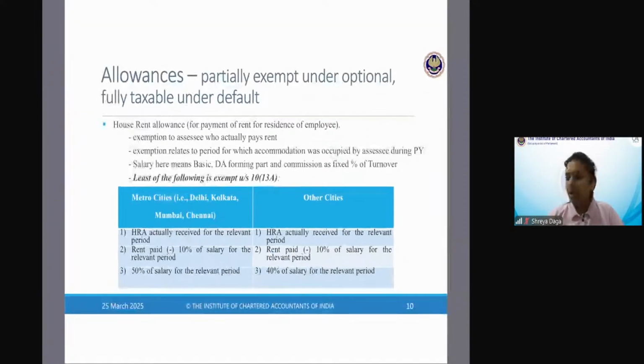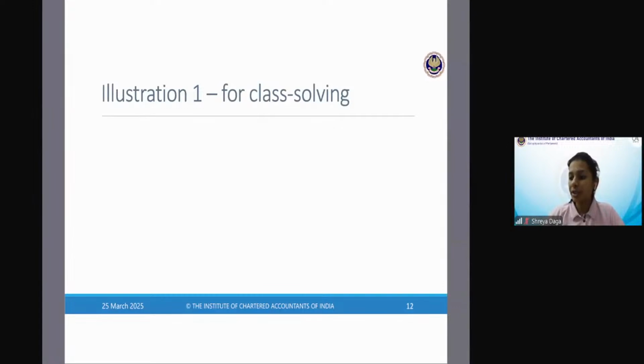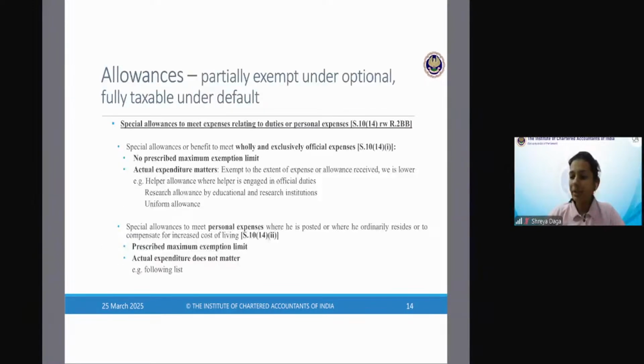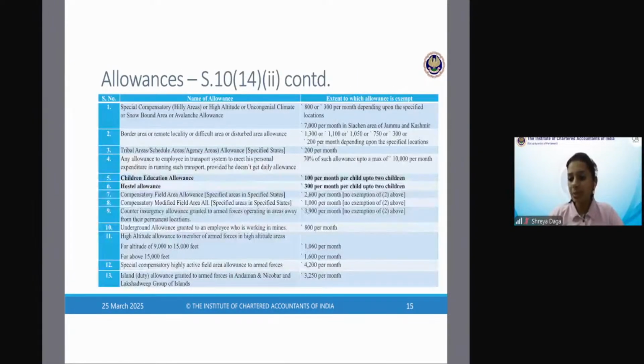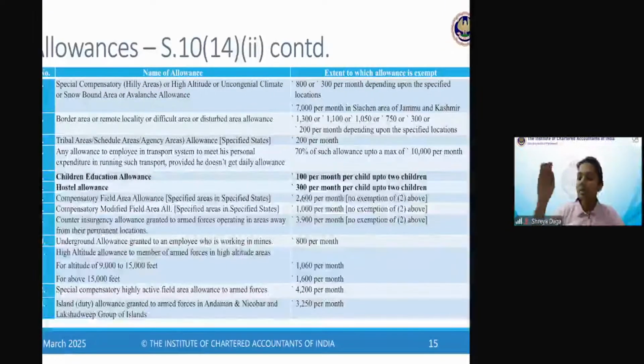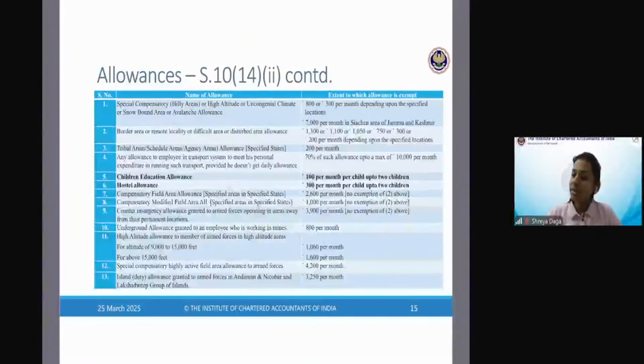Okay, so we did illustrations also on HRA, and then we did different other types of allowances. We spoke about children education allowance and hostel allowance, that they are exempt up to a certain limit, 100 per month per child up to 2 children, 300 per month per child up to 2 children. Here, the amount of expenditure actually spent does not matter. What matters is the amount of allowance received subject to this maximum exemption limit. Okay, beyond this, it will be taxable.